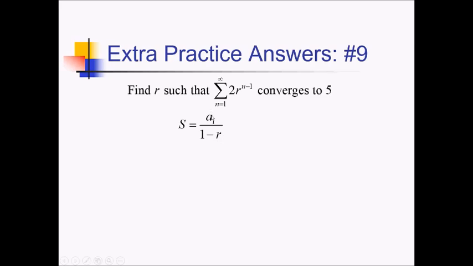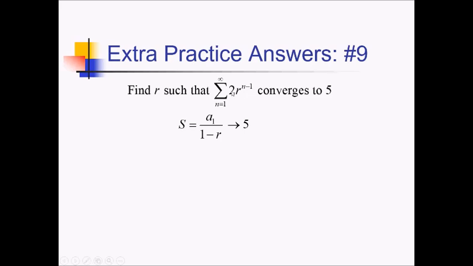Now S, they already kind of gave us. They said this whole thing should converge to 5. Well, that means that 5 is the sum, so we can write 5 for big S. Now for a1, that's the first term. That's whatever you get when you plug in the first n value here.